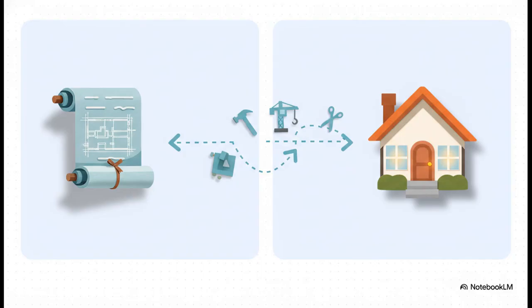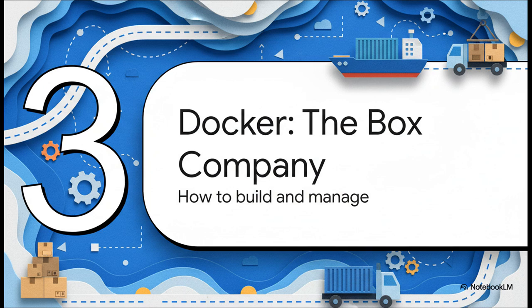So how are these magic boxes actually made? Well, it's a two-step deal. First, you have something called an image. It's best to think of this as the blueprint for a house. It has all the instructions. Then you have the container, and that's the actual house, built from the blueprint, totally ready for you to move in and start using.